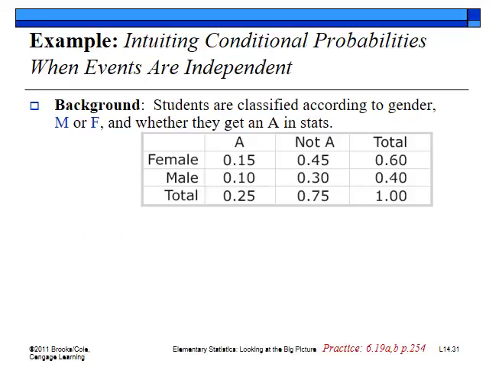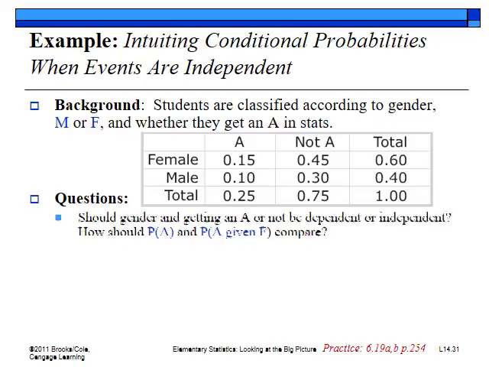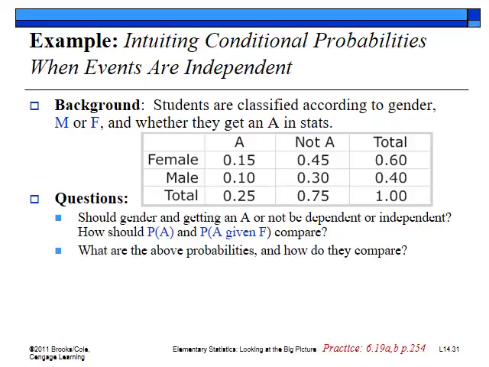Now take a look at this table. Here we're looking at students classified according to gender and whether or not they get an A in statistics. Should gender and getting an A or not be dependent or independent? How should those compare? After we guess, let's actually compute the probabilities and see how they compare.